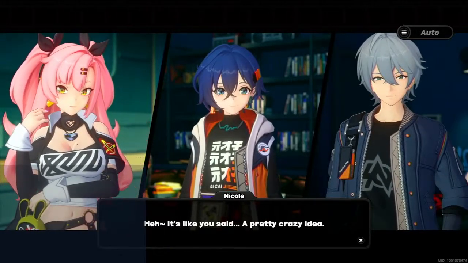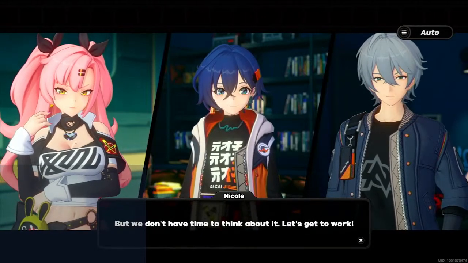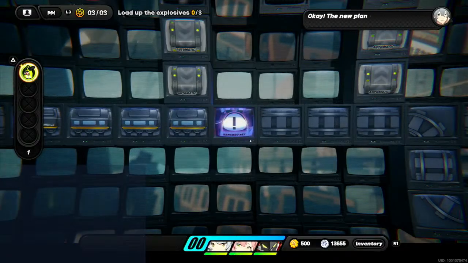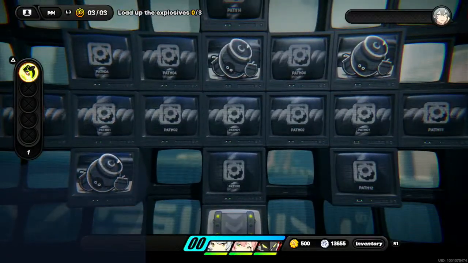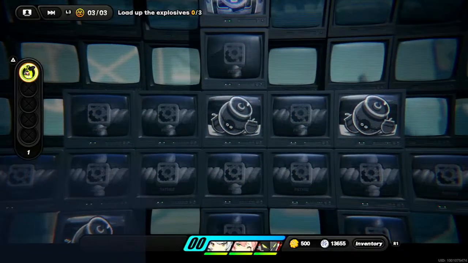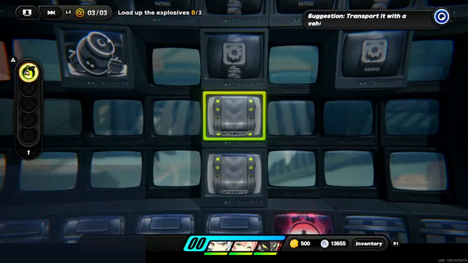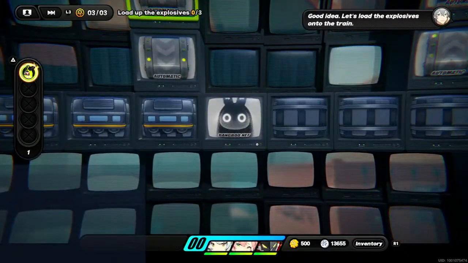It's like you said. A pretty crazy idea. But we don't have time to think about it. Let's get to work. Okay. The new plan involves using Vision's explosives. All their stock should be in here. Suggestion. Transport it with a vehicle. Good idea. Let's load the explosives onto the train.